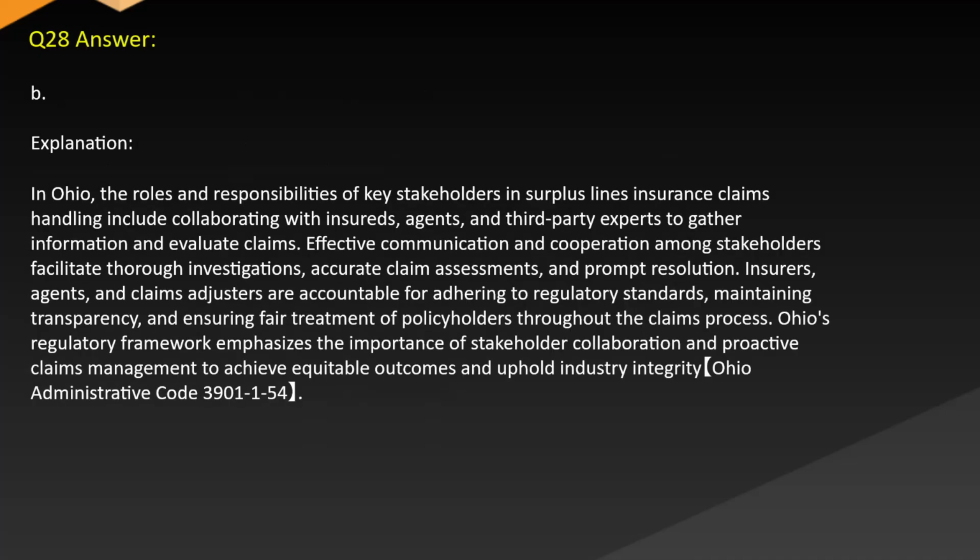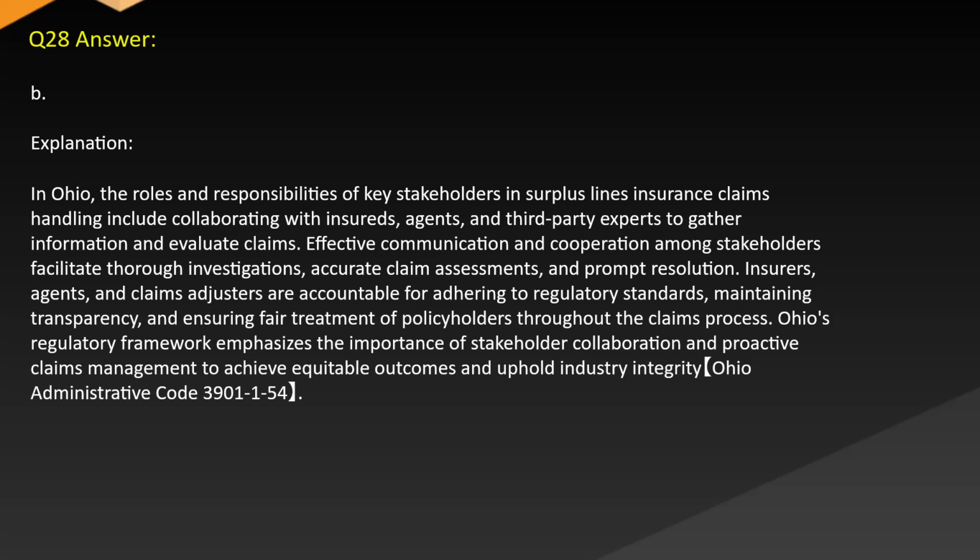Answer. B. Explanation. In Ohio, the roles and responsibilities of key stakeholders in surplus lines insurance claims handling include collaborating with insureds, agents, and third-party experts to gather information and evaluate claims. Effective communication and cooperation among stakeholders facilitate thorough investigations, accurate claim assessments, and prompt resolution. Insurers, agents, and claims adjusters are accountable for adhering to regulatory standards, maintaining transparency, and ensuring fair treatment of policyholders throughout the claims process.